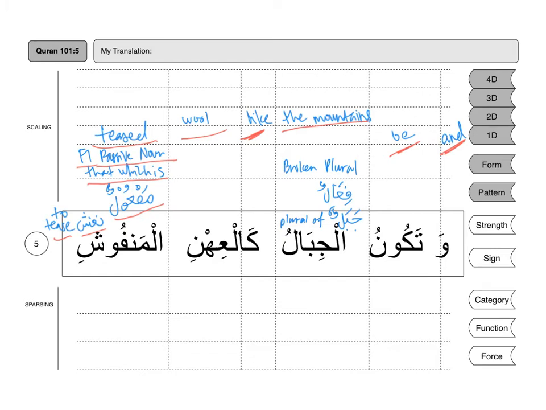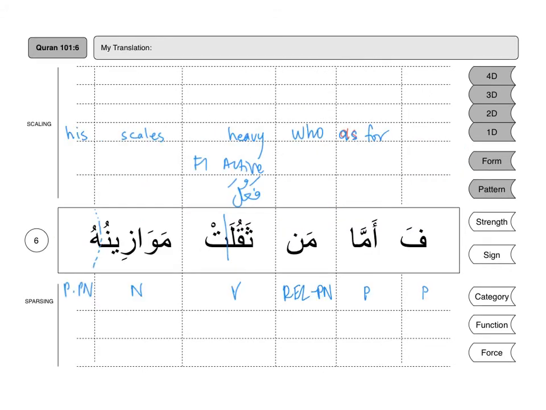It basically means teasing. Wool means pulling the fibers of wool apart. So it's some kind of dispersed wool, describing the mountains that have been sort of struck by the qari'ah. Okay, alright, so that's the meaning for verse number 4. Okay, so now it's verse number 5.